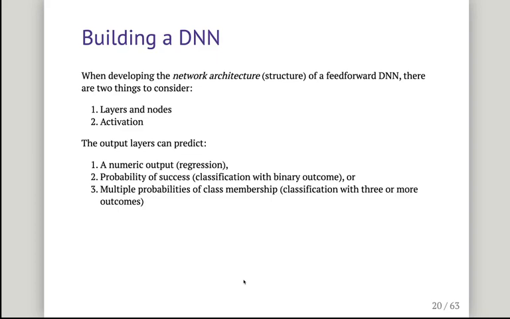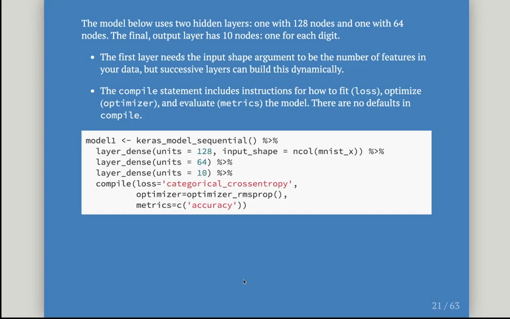These output layers can predict really anything. We can predict a numeric output if we're doing regression. We can predict probability of success. We can predict multiple probabilities of class membership. We can take these probabilities that are being predicted and use them to classify as well. So we can output numeric predictions, we can output classes, or we could output probabilities of class membership. For our problem, we want to classify observations as being 1 of 10 digits, so we'll use a classification type approach. I'm going to start with just the default settings in this neural network, and then we'll see how to optimize it or how to modify it.